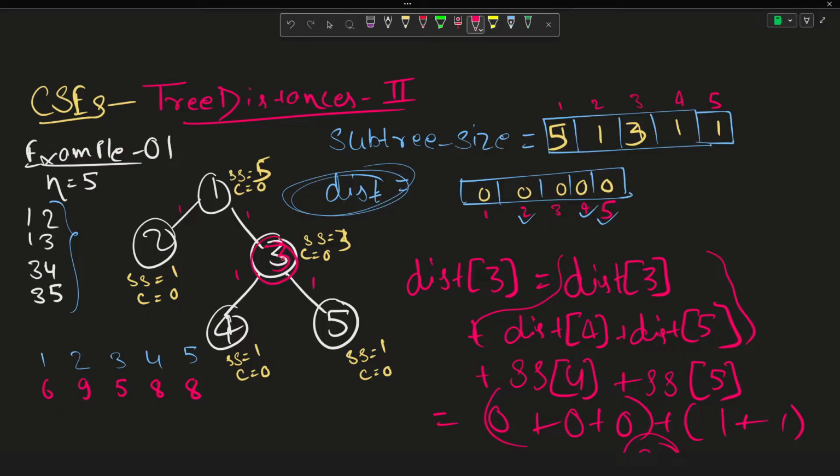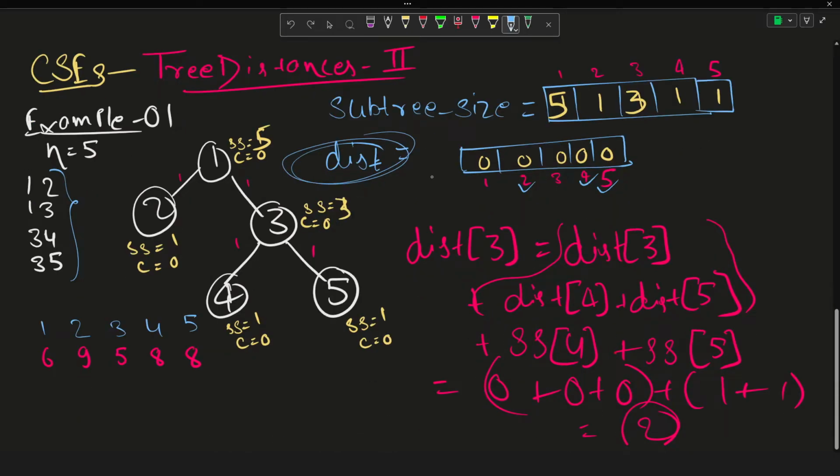The current vertex is always treated as the root. So we will go from 3 to 4, which will have a distance of 1, so 1 into 1, plus we will again go from 3 to 5, so 1 into 1. That is 2, which is the same as this. So whenever we calculate the distance for a particular current vertex, we will also include the subtree sizes for all of those children, including the cost for those children, right?